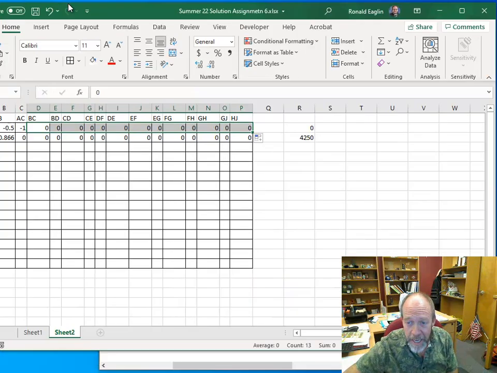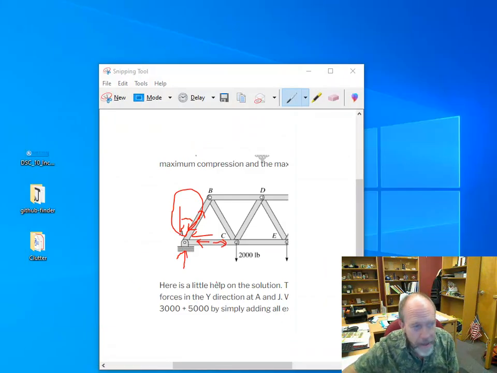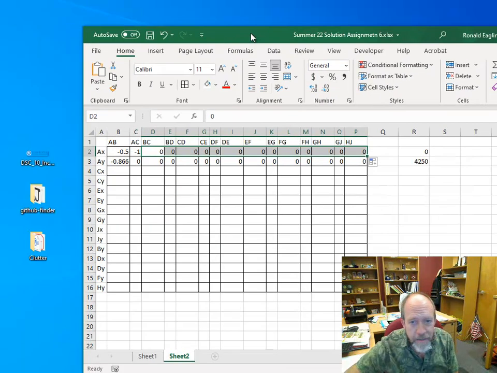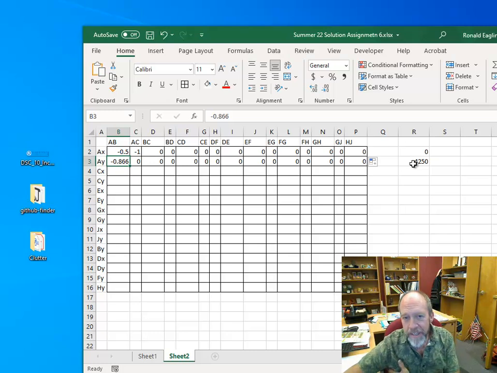Actually, at that stage, I could start solving for everything because this one is relatively easy. Negative 0.866 times AB is equal to 4250. I can solve that directly, and then I can turn around and solve for AC because that only has one unknown here too. So I could actually start solving these directly.